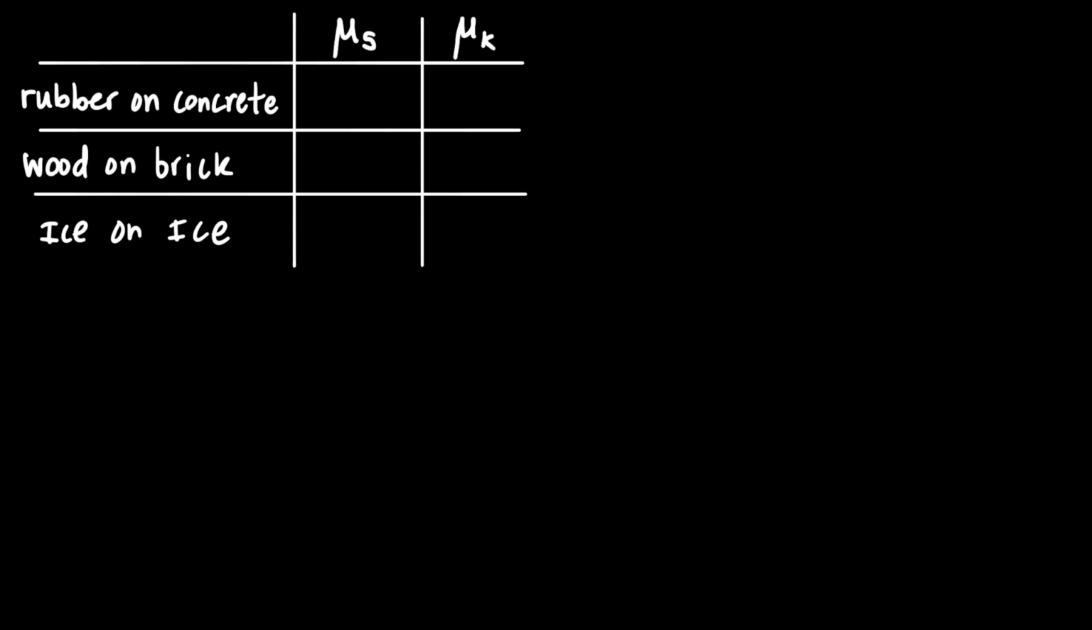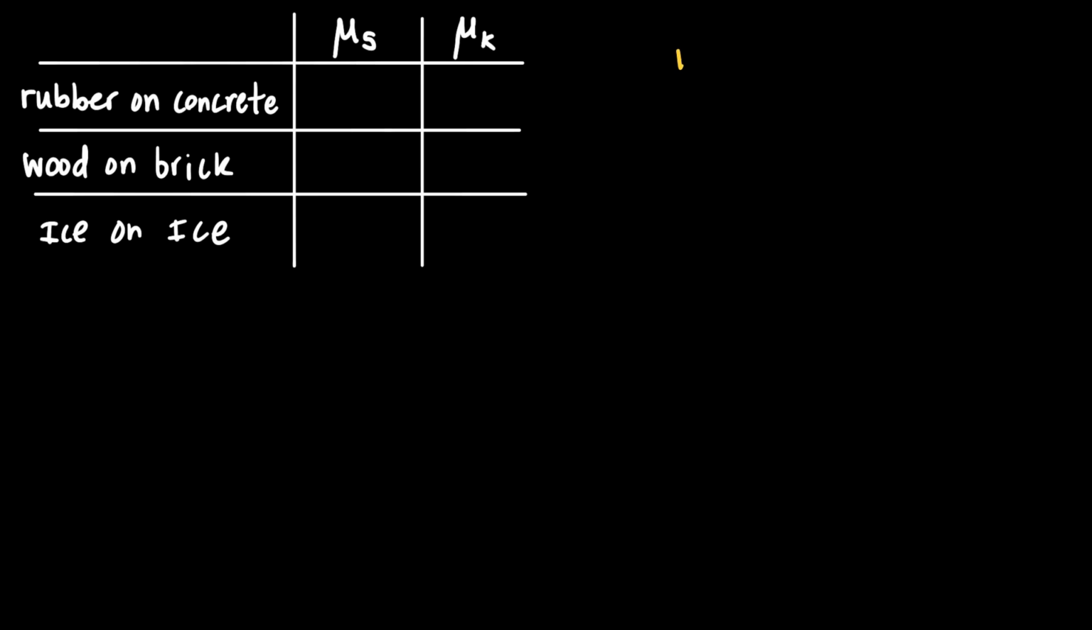For a particular set of two surfaces, say we have rubber and concrete, wood on brick, or ice on ice, then there's defined values of the coefficient of static and kinetic friction. So if I try to make something that's made of rubber slide across concrete, or a block of ice slide across ice, there are defined values of static and kinetic friction that are present between those pairs of surfaces. So you might wonder, how could I determine what those values are?